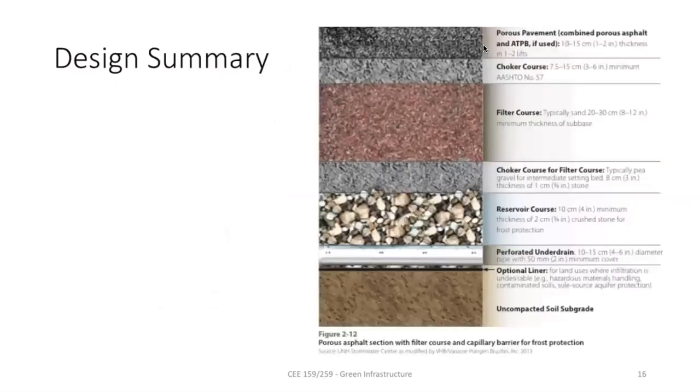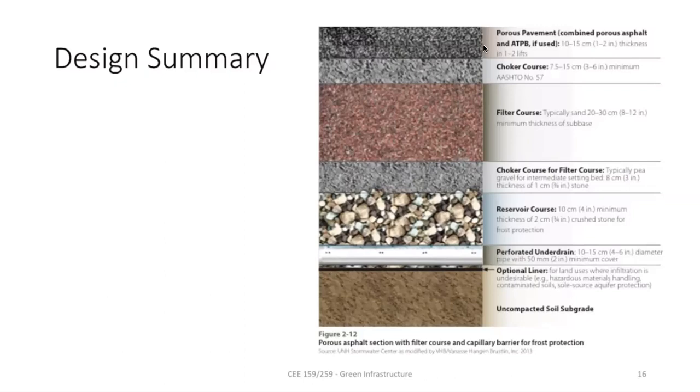Just to summarize what we learned about design, you have a permeable, porous pavement, and then you have a filter layer. When you have two different layers, you always have a choker layer in between, just so that both layers are separated and become stable.